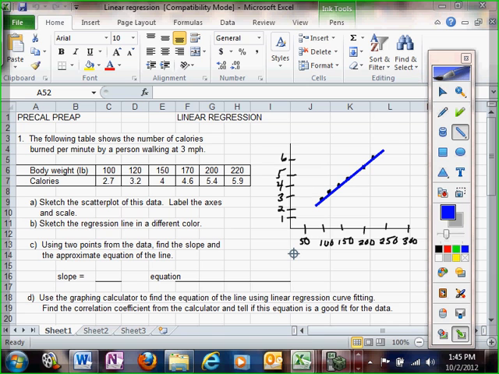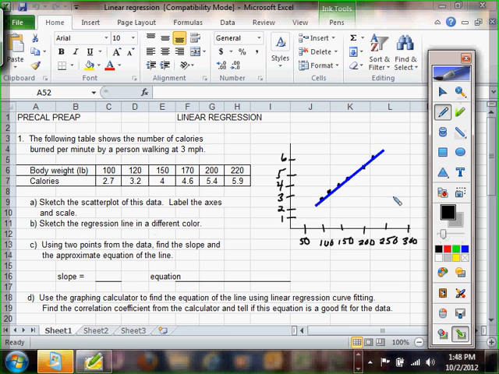C says using 2 points from the data find the slope and the approximate equation of the line. I'll look at this as a review of writing equations. We're going to do this by hand. We'll be finding the slope, then we will be using point slope and writing the equation that way. When I clear this, all this data is about to leave. Well, I won't clear it right now. I'm going to create myself some room, hopefully.